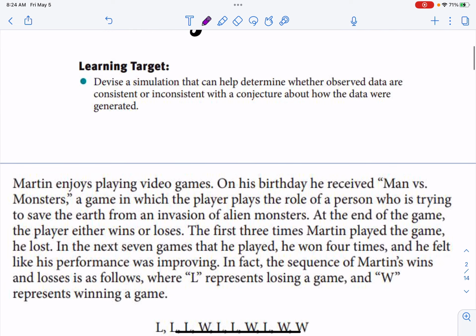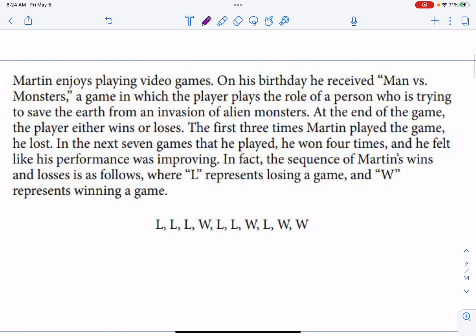For those of you who like video games, that's what we're going to start off with, okay? So it says, Martin enjoys playing video games. On his birthday, he received Man vs. Monsters, a game in which the players play the role of a person who is trying to save the Earth from an invasion of alien monsters. At the end of the game, the player either wins or loses.